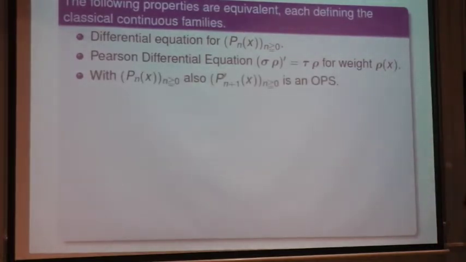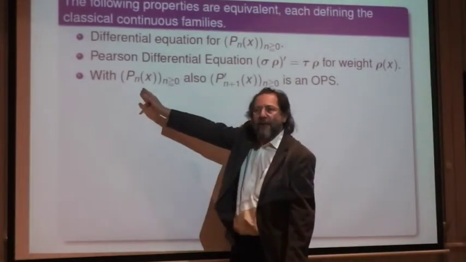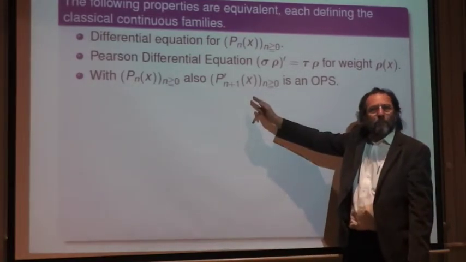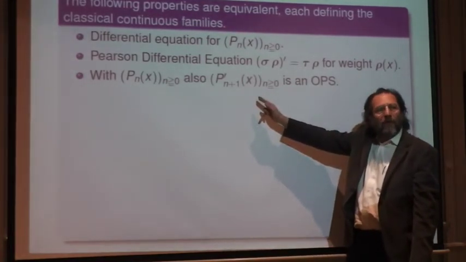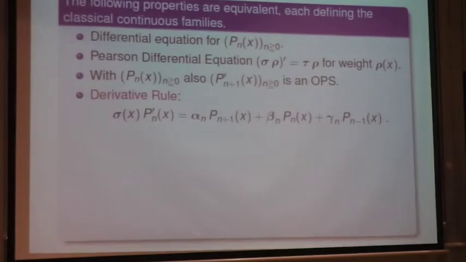Also, another option is, assume you have a family P_n, which is an orthogonal polynomial family, and you wish that the derivatives are also orthogonal. If you do so, then you get only the families we have seen already. That's another definition. Or, here's a derivative rule.